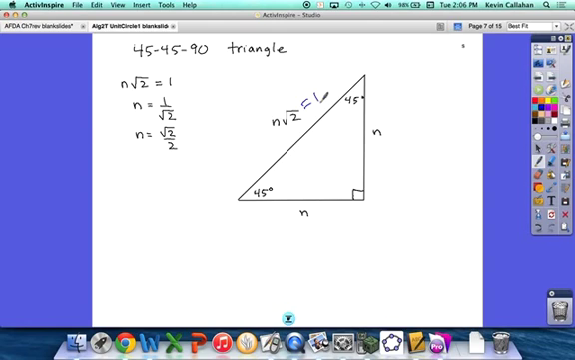So if the hypotenuse, n root 2, equals 1, then we can solve for n, right? Divide both sides by the square root of 2. Rationalize the denominator by multiplying by square root of 2 over square root of 2. So n, the length of these two sides, is the square root of 2 over 2. It's equal, right? So this is the square root of 2 over 2. This is the square root of 2 over 2.